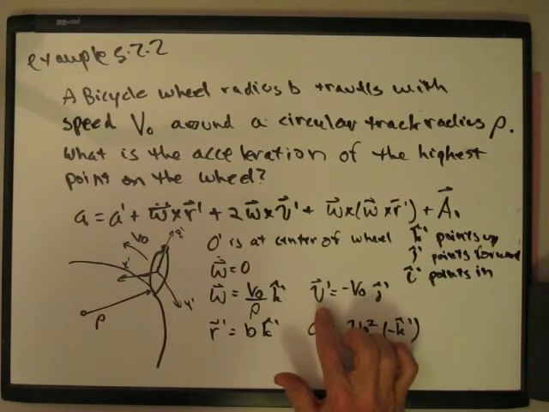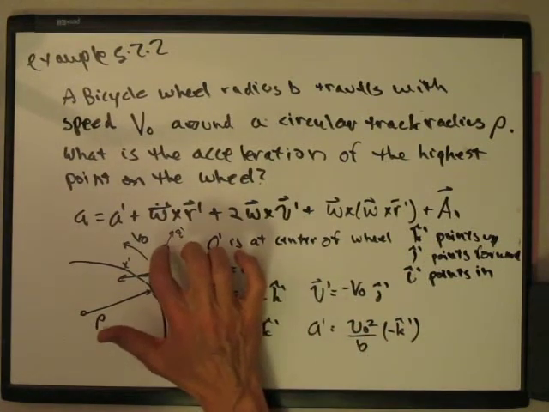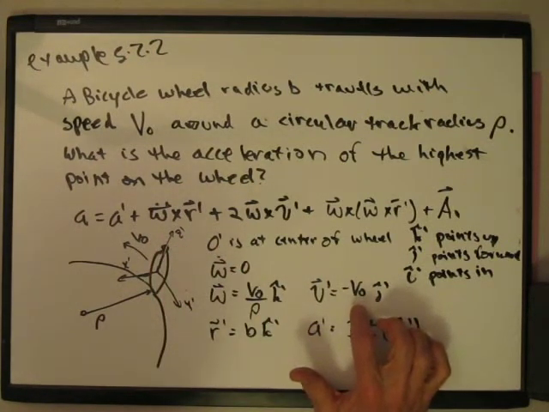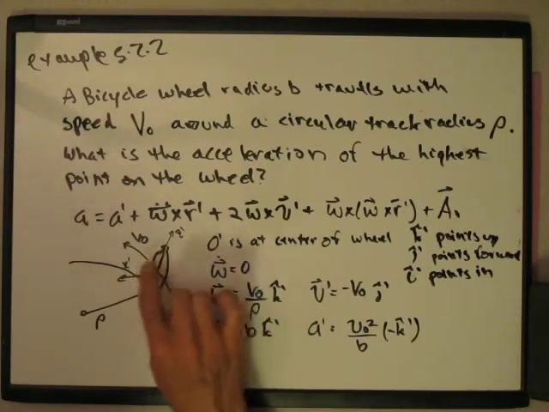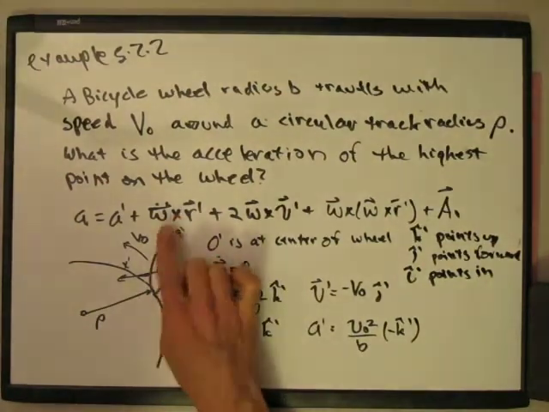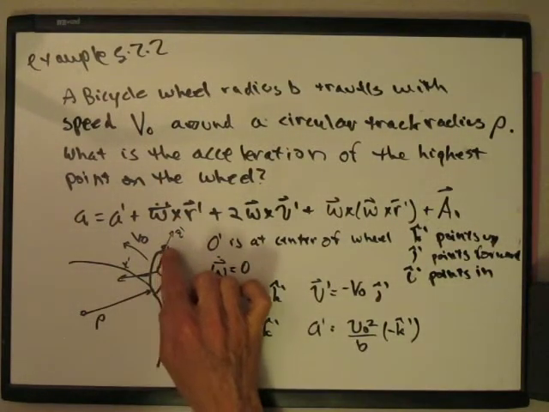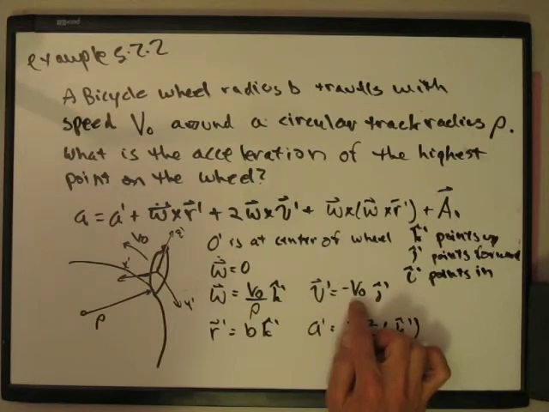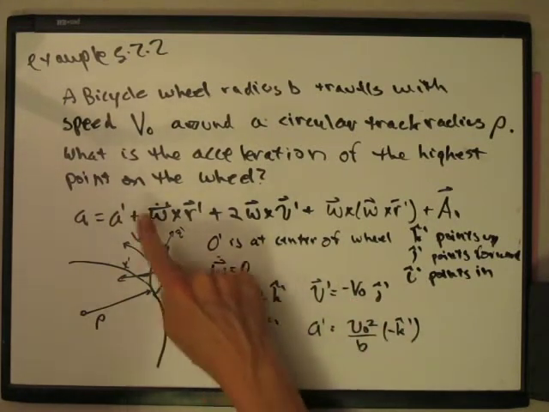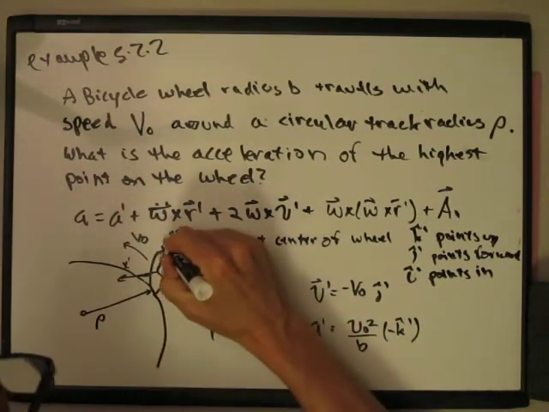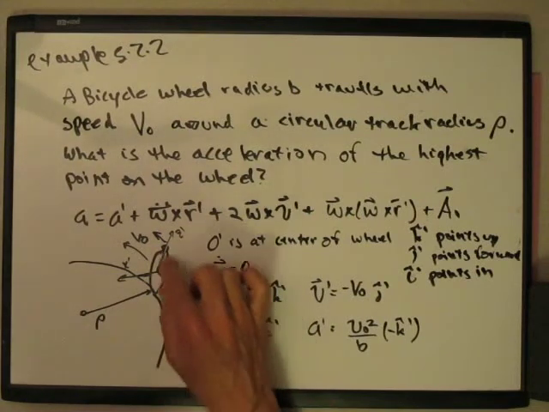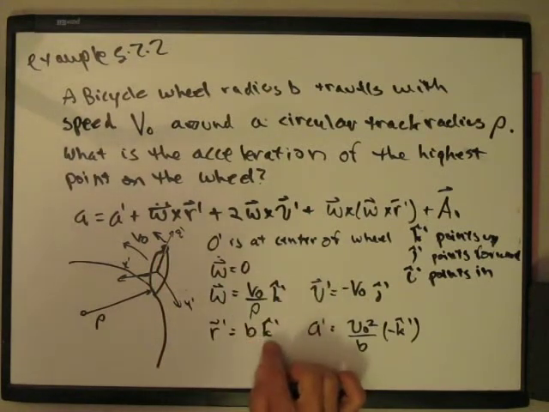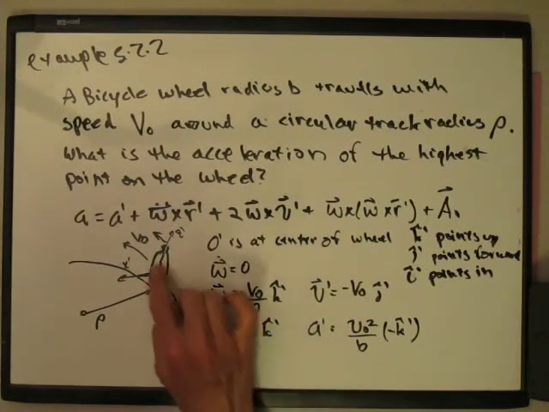V prime is the speed of the point we're interested in, which is the top of the circle, in the prime frame. And so notice in the prime frame the wheel is spinning, right? The frame is fixed, and k prime always points up, but the wheel is spinning. The speed of the top of the wheel in the prime frame is just v0, and it's in the minus j hat direction, because the top of the wheel is going that way with speed v0 in the prime frame. R prime is just the position of the top of the wheel, and that's just b times k hat prime, because b is the radius of the wheel.